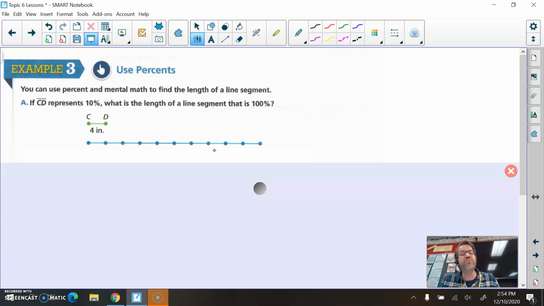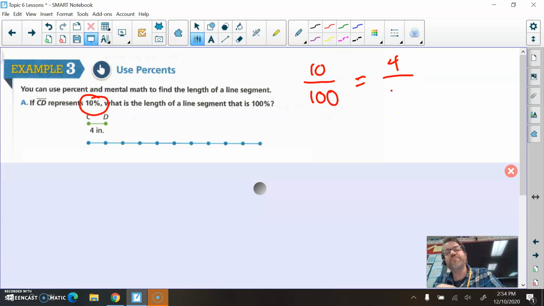But I do think it would be easier just to write this as a proportion. 10% is 10 out of 100, because remember, percent means per 100. And so that equals 4 out of what? Well, 10 and 4 are not compatible, but 10 times 10 is 100. If you go vertically here, you could do that same thing here. Take 4 times 10 to find this missing value, and that means it's equal to 40.